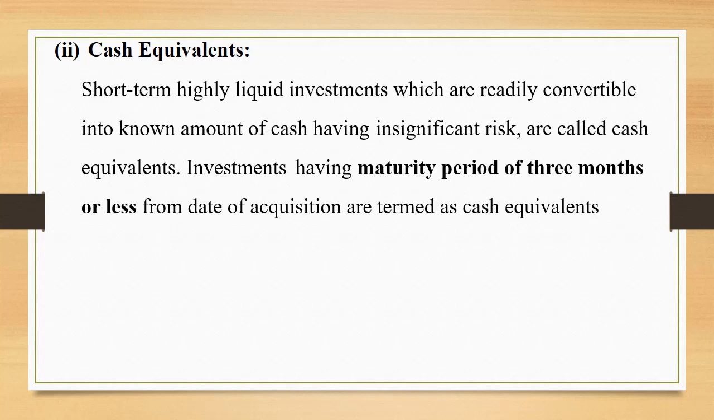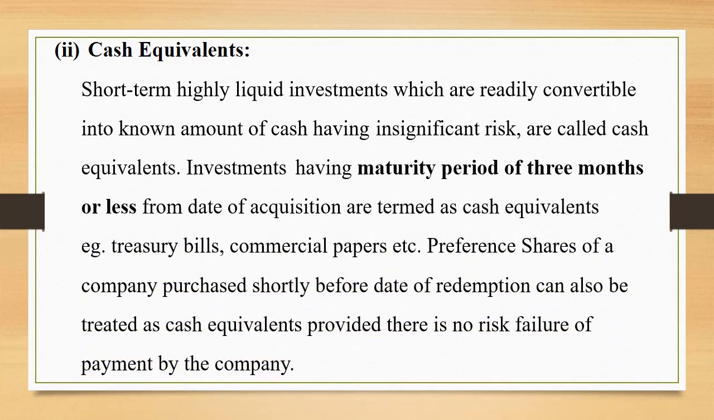Let us see the various examples. Treasury bills, commercial papers are the best examples of cash equivalents. Even preference shares of a company purchased shortly before the date of redemption can also be treated as cash equivalents, provided that there is no risk of failure of payment by the company. Right? Any purchase of preference shares just before the date of redemption can also be a part of cash equivalents.